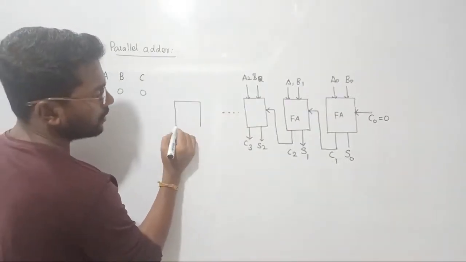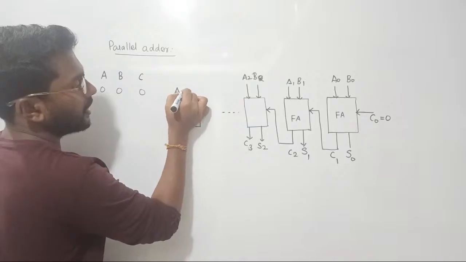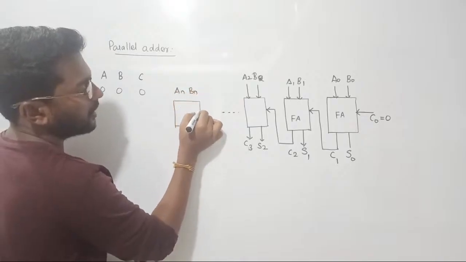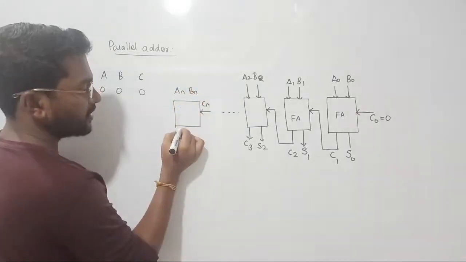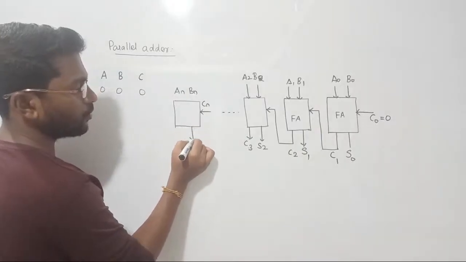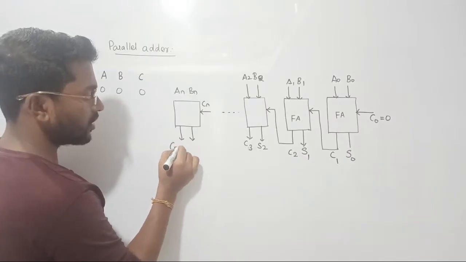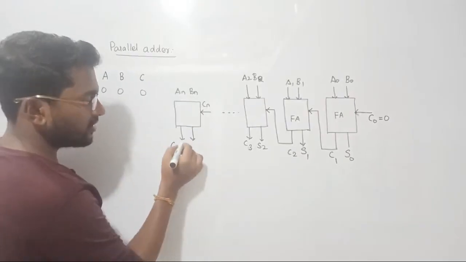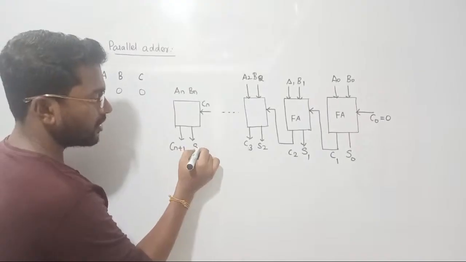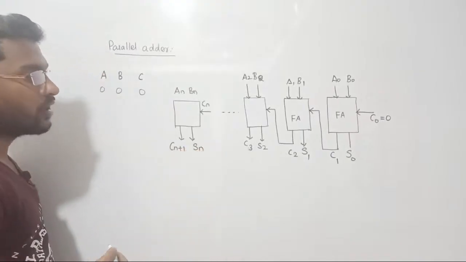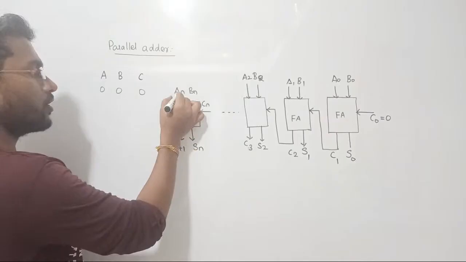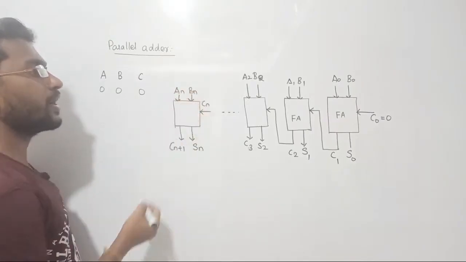So the final is what? We are going to consider An, Bn, and here we consider Cn, such that it is going to generate the next output. That is Cn+1, the final carry, and this is going to be the final output Sn. Clear? So that is how we perform the parallel adder operation.